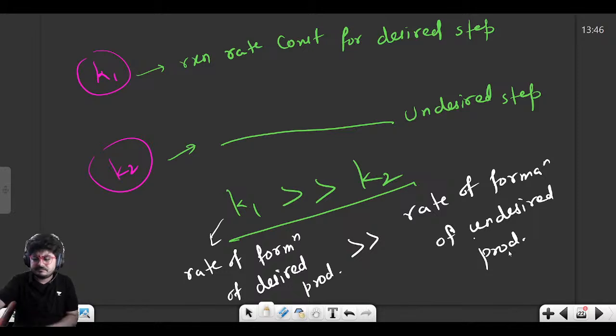I hope this part is clear now, guys, how the selectivity will affect the reaction. I also told you here, as an extra, how we can optimize the parallel reactions with the help of selectivity. And here I have also told you how the temperature gradient affects the selectivity.